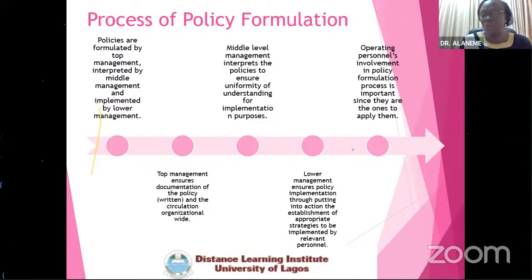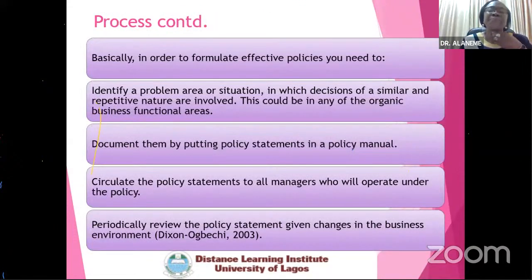So there is need to get them involved in the formulation process, not minding whether they are going to be present there when the top management is doing it or not, but they can make contributions from their different units.